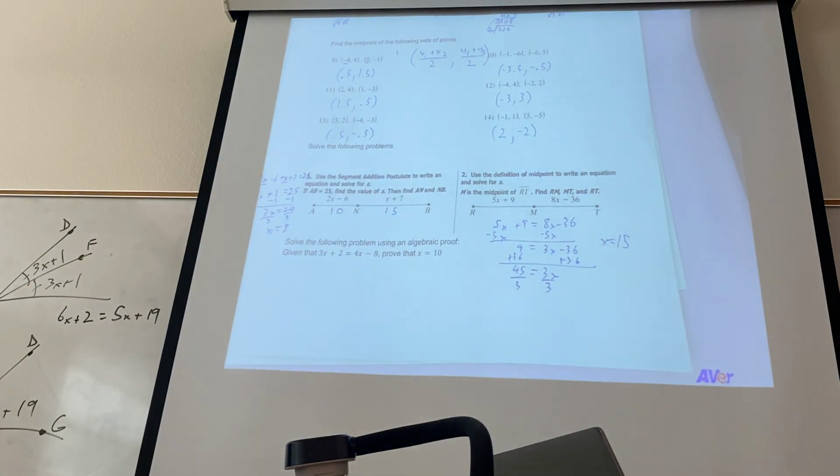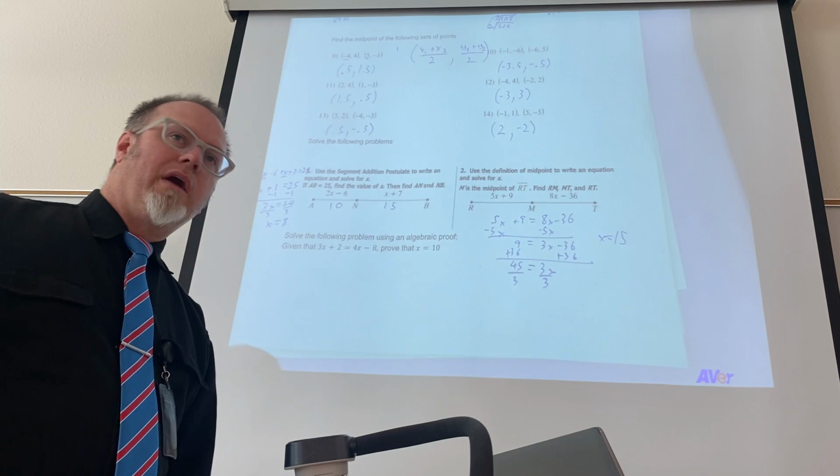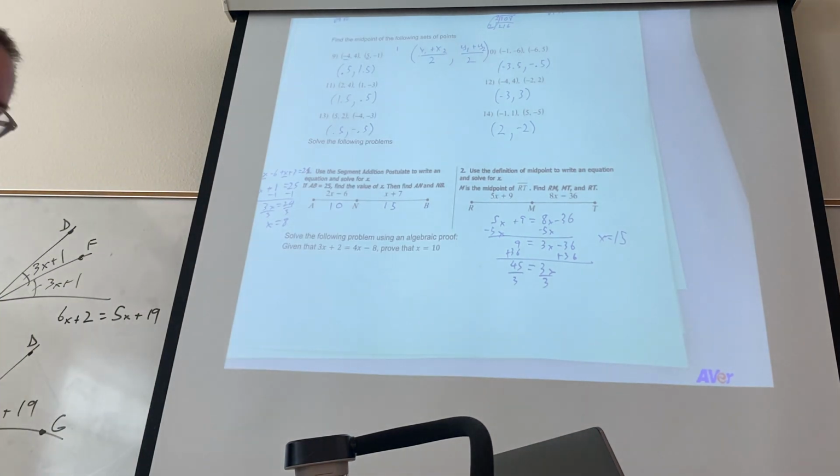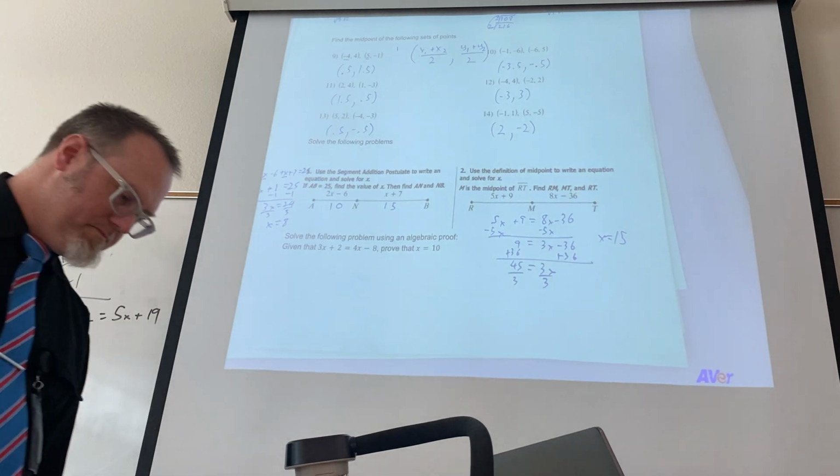Again, problem like this on the test, make sure you know what it's asking for. It doesn't ask for either one of these. In this case, 15 times 5 would be 75. 75 plus 9 would be 84. So I can assume that the other one would be 84. Okay?